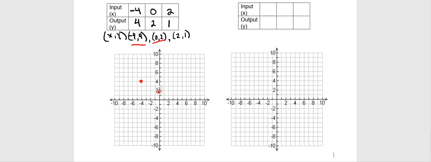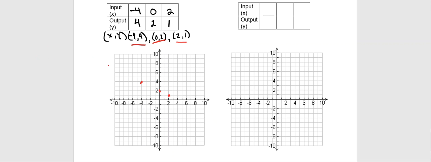My points are doing a good job of disappearing on me. Oh, there we go. And then the last ordered pair I'm going to plot is 2 to the right of the origin, comma 1. So there we go. You notice these points fall in a nice straight path, which means that they form a line.